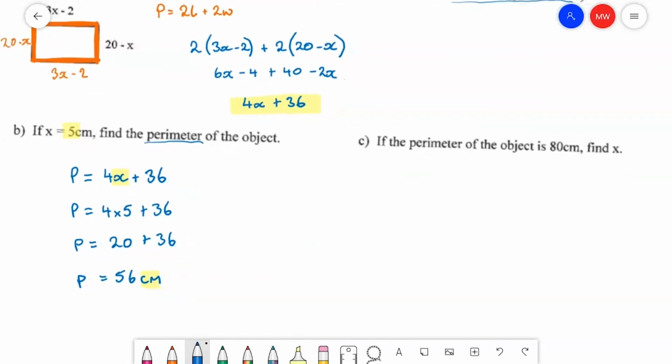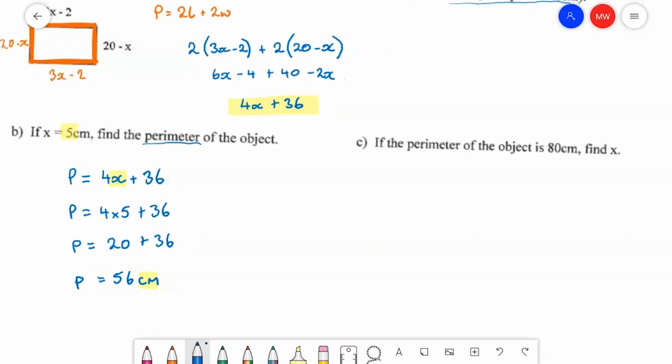Similarly, question C uses the formula that we've created, or the equation that we've created. So we're still at P equals 4x plus 36. But this time, they're going to tell me that the perimeter is 80 centimeters. And I want to know what the unknown side is. So fill it in. We got 80 equals 4x plus 36. No big deal. It's just balance method. So this time, let's take 36 from both sides. All I have left is 44.